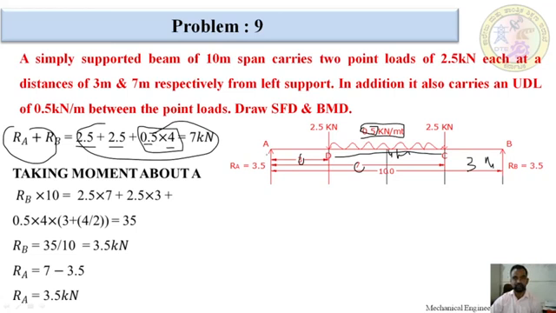After that, we are going to calculate any one of them, RA or RB. I am going to take the RB value for calculation purpose. I am going to take moment about A point. Moment means force into distance. We have to consider force and distances.